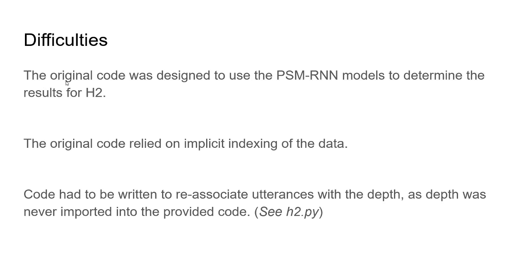So difficulties for hypothesis 2 was that the original code was designed to use the per schema model to determine the second hypothesis. We couldn't get that working, and it was a bit of a task to restructure that to use one of the earlier models, one of the shallow models, which we did do and include in the file h2.py. I won't go into the details of why it was so challenging due to the time constraints for this presentation. But essentially, it wasn't designed to use the other models.